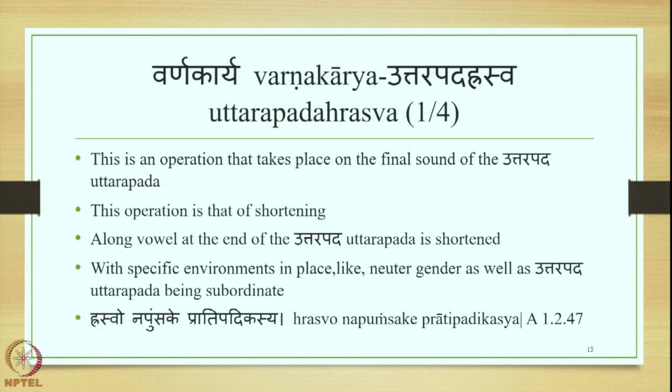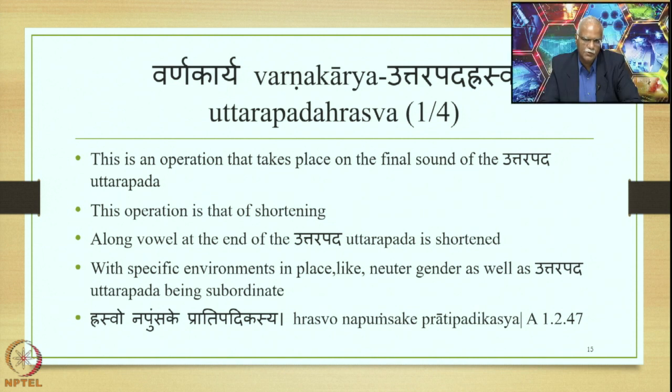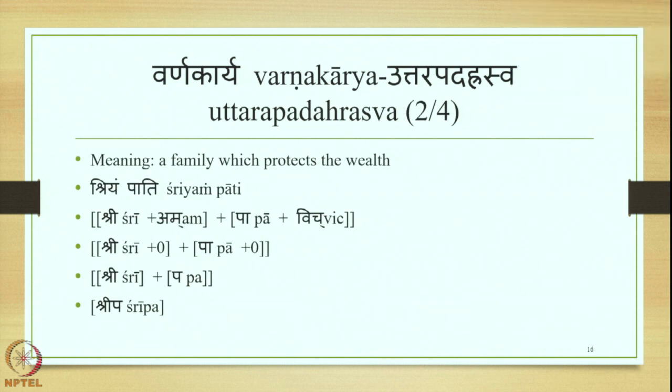Also, we have Varnakarya as Uttarapada Hrasva. We saw this in Amitabha. This is an operation that takes place on the final sound of the Uttarapada. This operation is that of shortening. A long vowel at the end of the Uttarapada is shortened, with specific environments in place like neuter gender as well as Uttarapada being subordinate. This is stated by the sutra Hrasvo Napumsake Pratipadikasya, 1.2.47.